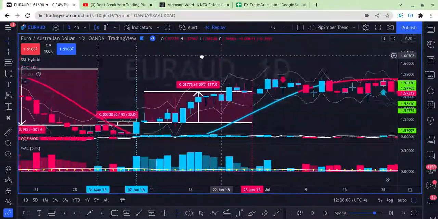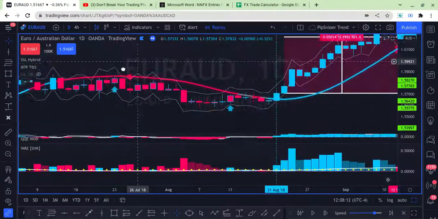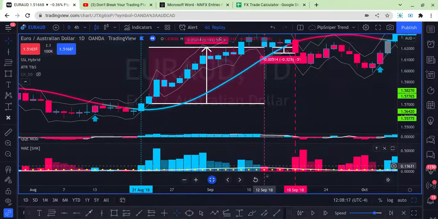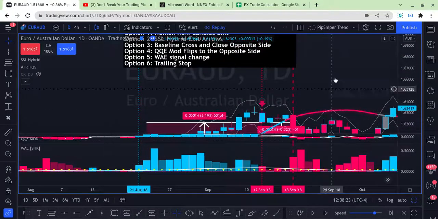I did go a little bit off track just to show you some more examples. But yeah, it tells you when to exit. In this particular case, it flipped across. So that was our exit indication. All right. So that's all for that video.